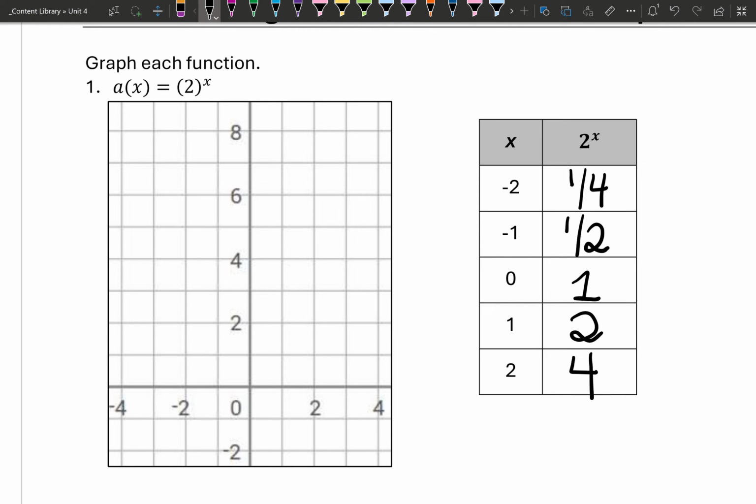The table gives us coordinates, right? So don't forget, this is actually -2, 1/4, etc. Your x and your y.